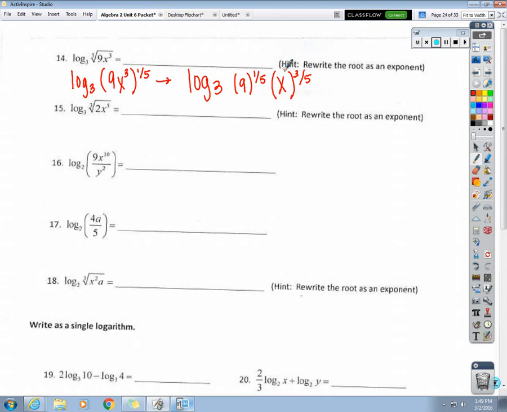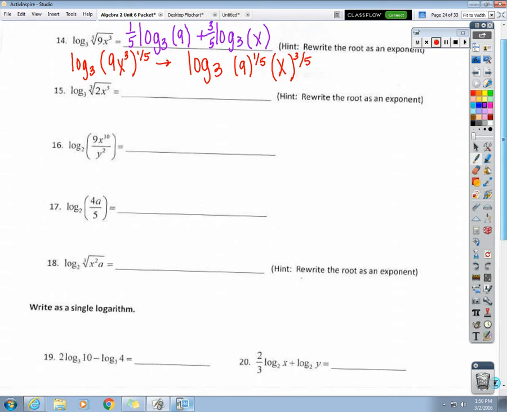Okay, so now how many times do I need to write log base 3? Twice. Once for the 9 that was raised to the 1/5, so it comes in the front. And they're multiplied, so we add it. So log base 3 of x, and it was raised to the 3/5, so 3/5 comes in the front. Okay? It's pretty easy once you get the hang of it, and if you remember all the rules that you learned throughout this packet. Okay, now let's go down to the bottom of the page.